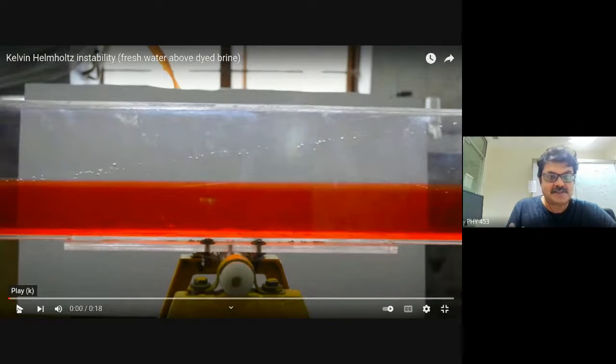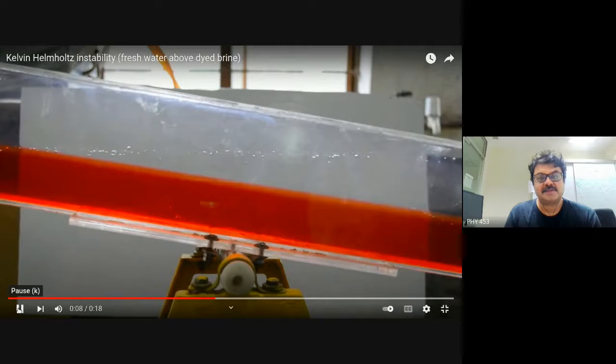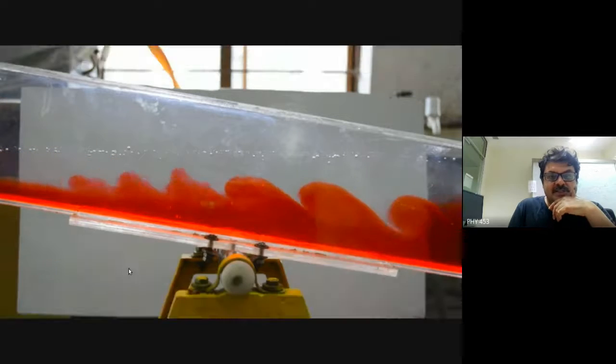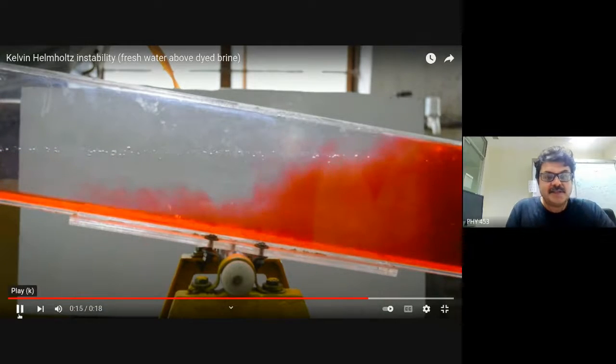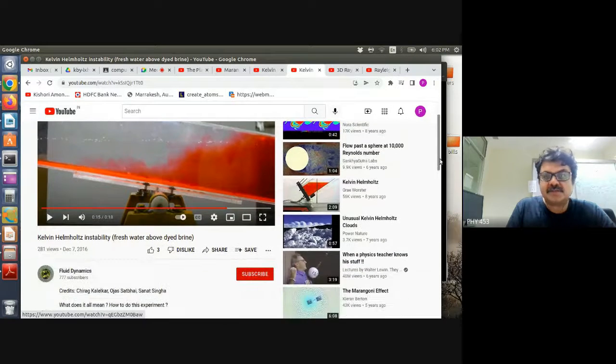But let's see. Can you see Helmholtz instability? He slightly turns it. The liquids are flowing with respect to each other, and you see the swirls. It very quickly starts mixing up here. So anyway, that's Kelvin-Helmholtz instability, fresh water over dyed brine, by Chirag.